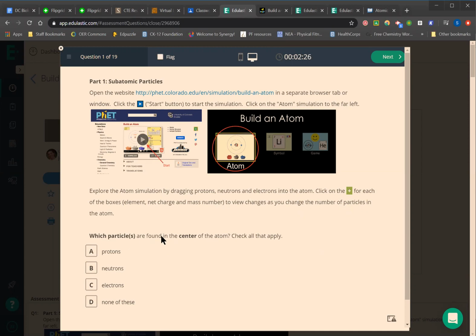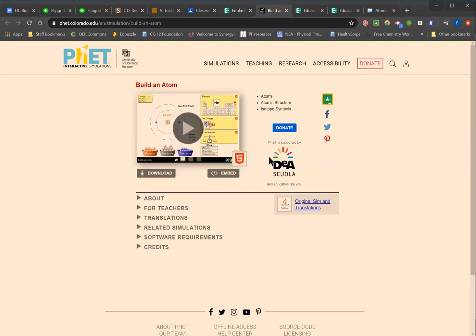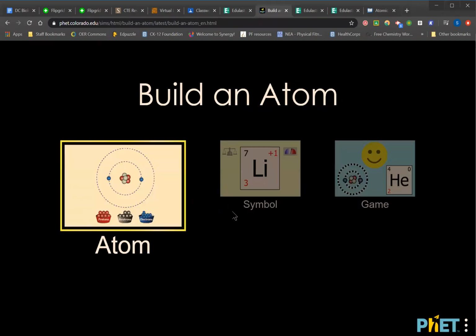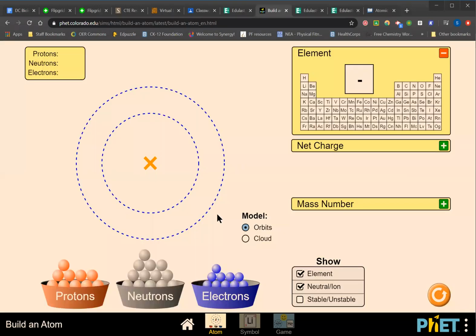So which particles are found at the center of the atom? Check all that apply. So at the center, if you're not sure, and I think you are by now, let me go ahead and click on Build an Atom. PhET Interactive Simulations. Atom, yes. So if I try to put a neutron out here, it doesn't let me. Okay. Let's try the middle. Oh, it did. So neutrons must be in the middle.